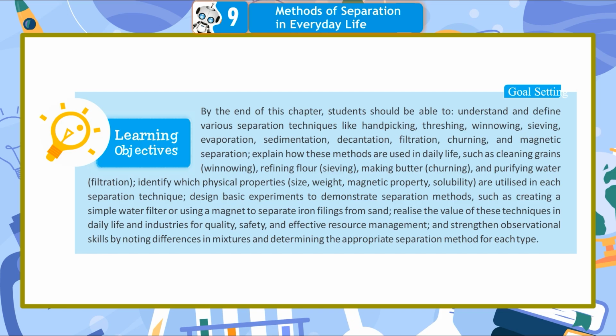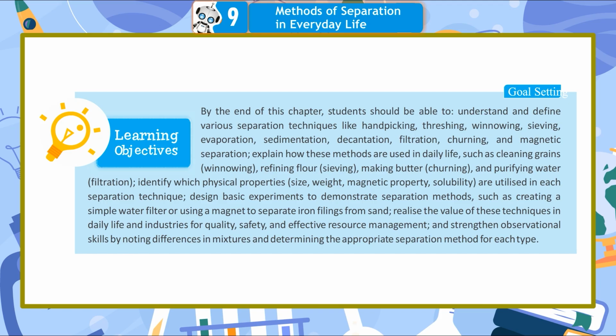handpicking, threshing, winnowing, sieving, evaporation, sedimentation, decantation, filtration, churning, and magnetic separation. Explain how these methods are used in daily life, such as cleaning grains, winnowing, refining flour, sieving, making butter, churning, and purifying water, filtration. Identify which physical properties, size, weight, magnetic property, solubility are utilized in each separation technique.